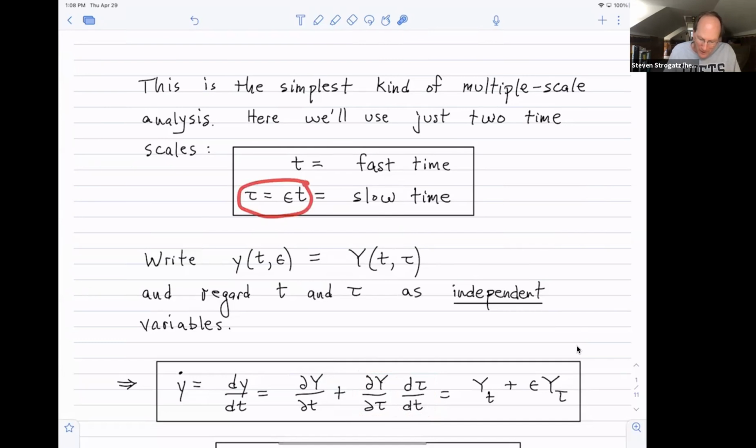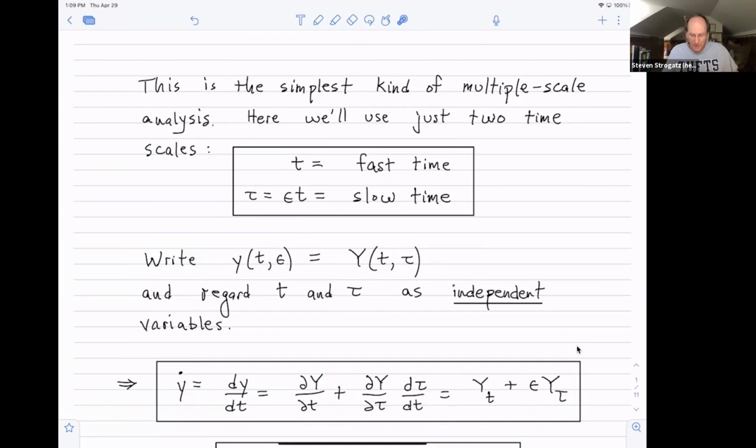Here, it looks like we're kind of treating them as if they depend on each other, tau and t, and we are. But after this, we won't. So with this maneuver right here, we get this way that the time derivative changes. It becomes partial y with respect to t plus epsilon partial y with respect to tau.